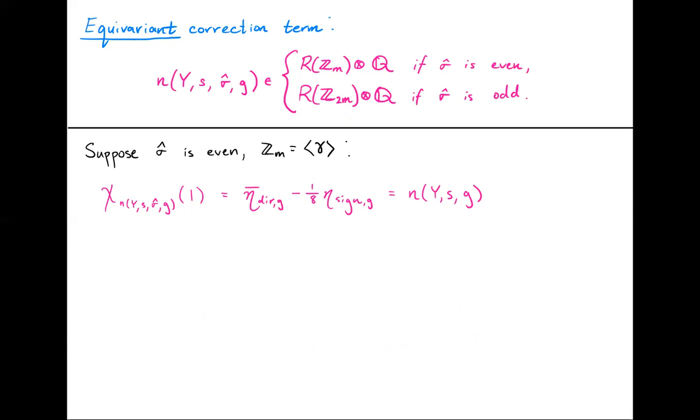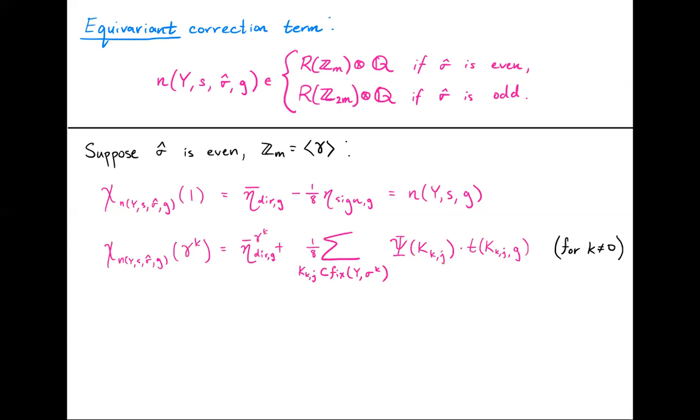So the character of this at 1 is just going to be equal to the ordinary non-equivariant correction term that appears in the Pin(2) theory. All right, and I want to explain what those are. For k not equal to 0, we're going to get this interesting expression. Let me explain roughly what each of these terms means.